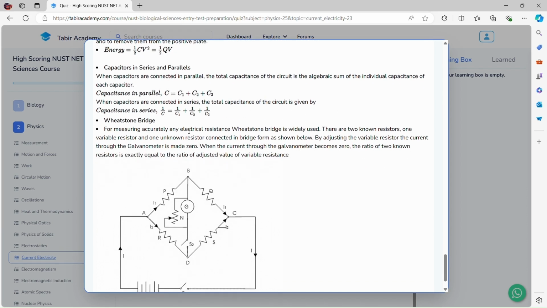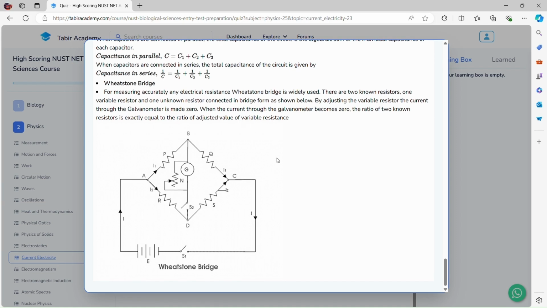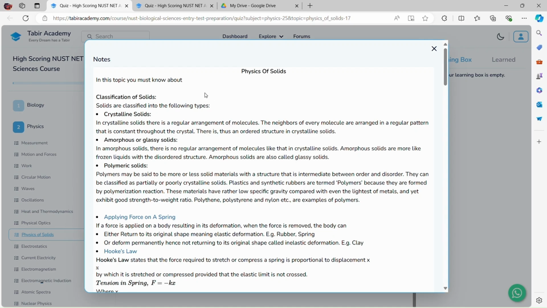Wheatstone bridge. For measuring any electrical resistance accurately, the Wheatstone bridge is widely used. There are two known resistors, one variable resistor and one unknown resistor, connected in bridge form as shown below. By adjusting the variable resistor, the current through the galvanometer is made zero. When the current through the galvanometer becomes zero, the ratio of the two known resistors is exactly equal to the ratio of the adjusted value of the variable resistance.